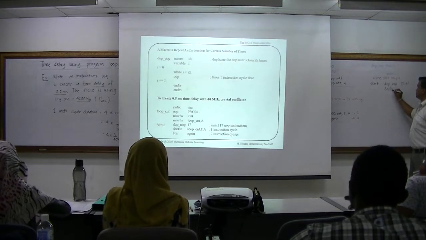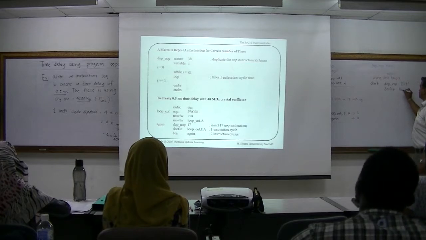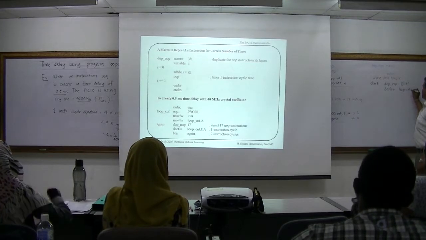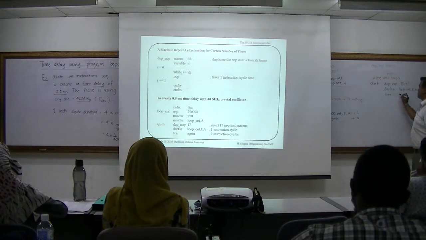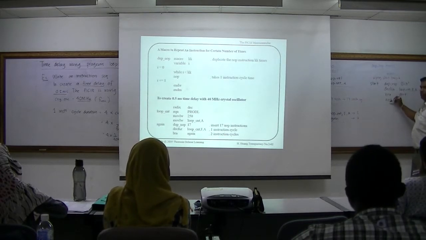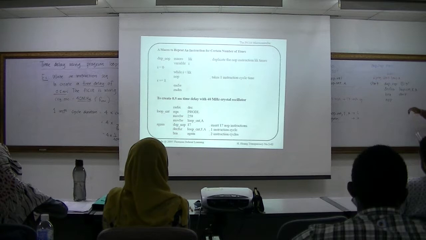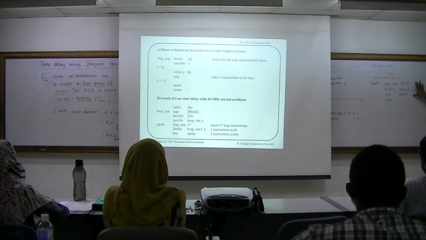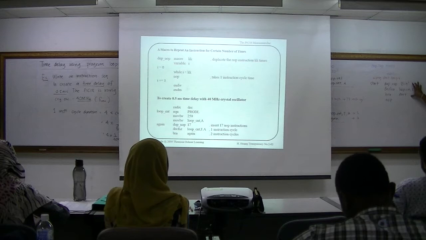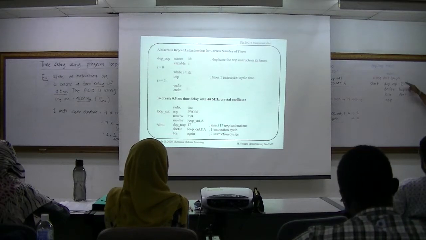Decrease file register, skip if zero. So this one takes 17 cycles, this one takes 1, this one takes 2. Total 20. How long does 20 take? 20 is 2 microseconds. And if you repeat 250 times?